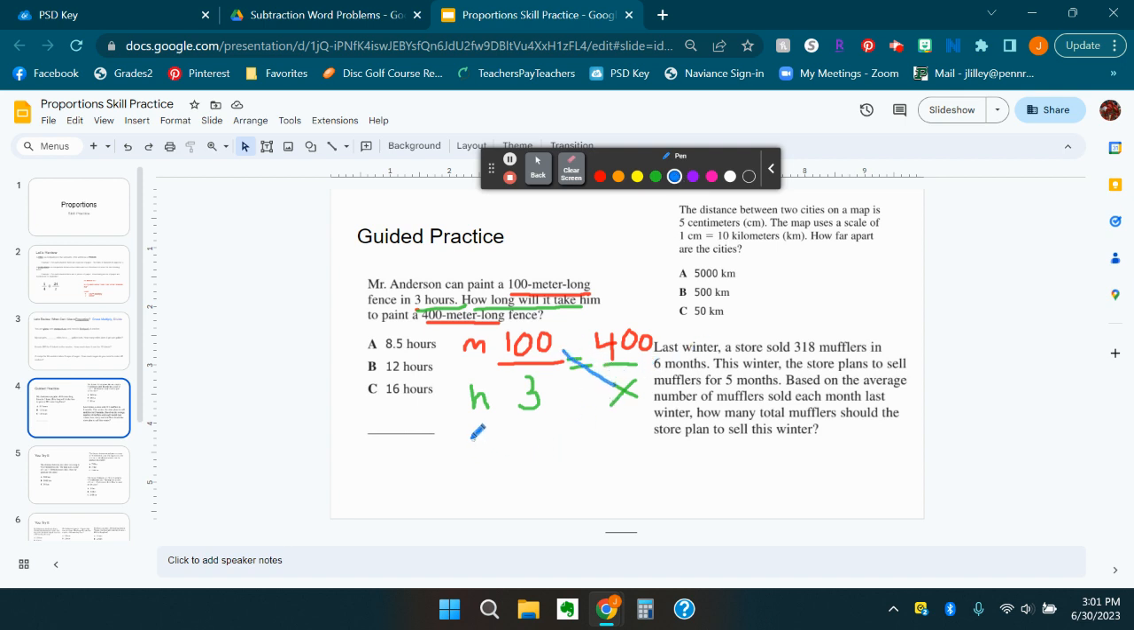100 times x is 100x, and 3 times 400 is 1200. That's cross multiplying, and then I'm going to divide by 100 so I can get my variable by itself. Divide by 100, and I'm going to get 12 hours as my missing number.